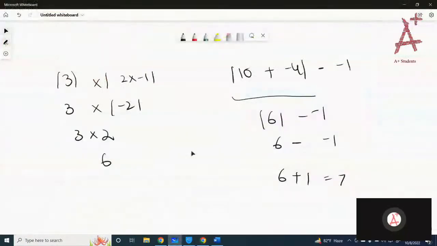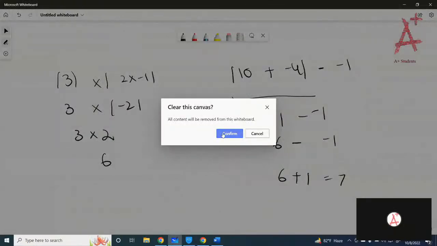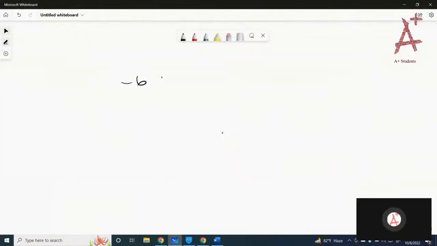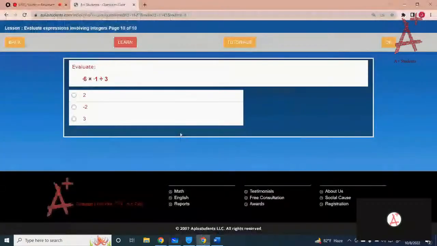Negative 6 times negative 1 divided by 3. Start from left to right and multiply first, because multiplication and division are on the same level. Both numbers have the same sign, so the answer must be positive. 6 times 1 is 6. Then you are dividing two numbers with the same sign, so the answer must be positive, and 6 divided by 3 is 2. Got it? It would be positive 2. So select the correct option and click on the OK button.